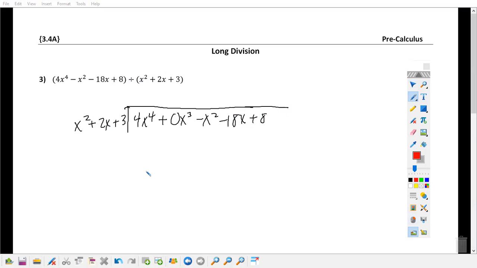Okay, my leading term on the outside is always going to be x squared. The leading term underneath the division symbol is going to always change, right? Your goal is to cancel it out. So we're starting here. What is 4x to the 4th divided by x squared?